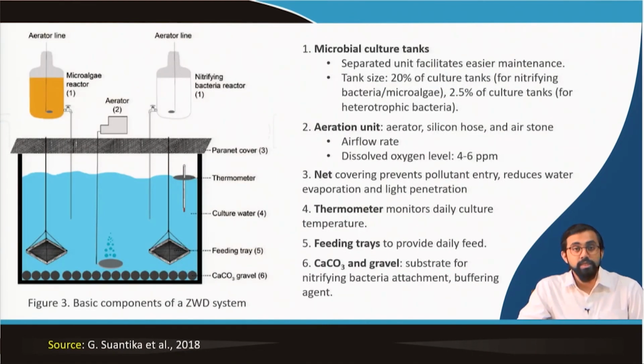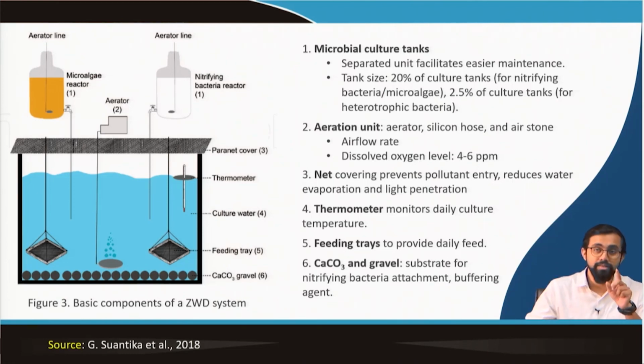So in general, this is a very standard practice, a standard method given by Swantika et al., 2018. You see the aerator line is given in each of the segments. Say it has 4 segments. The first reactor is the nitrifying bacteria reactor. The second is the microalgae reactor. Fourth is the whole tank itself where the cultured water is there. Fifth is where the aerators are there.